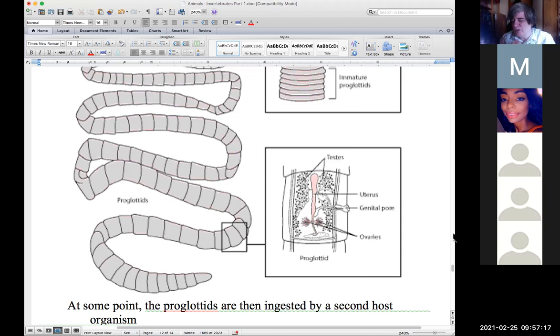So if you eat those cysts, what happens? Well, the cyst, as I said, is very strong. So your stomach has some strong acids in it. Those acids start to break down the cysts. And by the time it gets to your small intestine, the tapeworm comes out of the cyst and attaches to your intestinal wall.